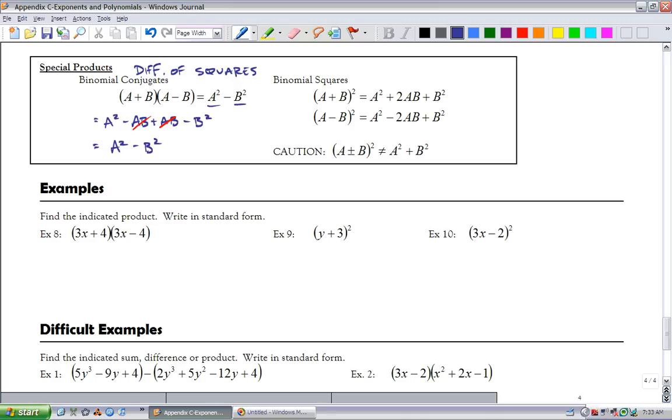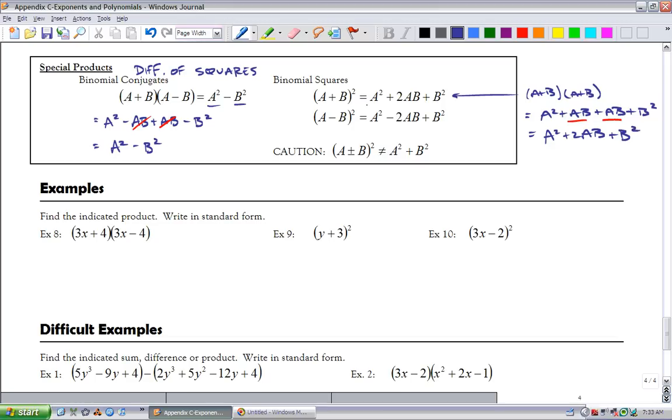Now, the next one is squaring a binomial, and we'll take a look at this one real quick. What it means to square something is to multiply it by itself. So let's look at why this ends up being what it is. If you have a plus b quantity squared, if we FOIL this, we get a squared plus ab plus ab plus b squared. Okay, and you'll notice these two terms here are always the same. So we end up with a squared plus 2ab plus b squared.